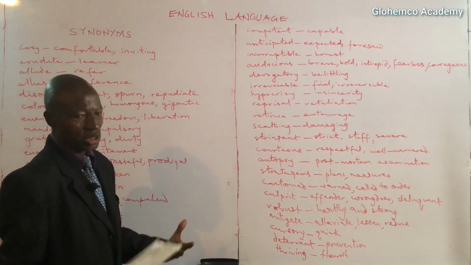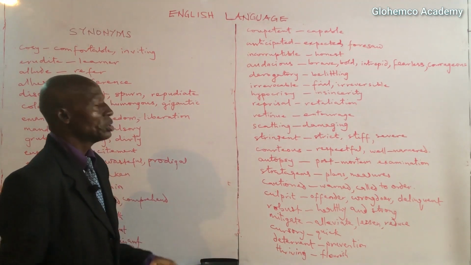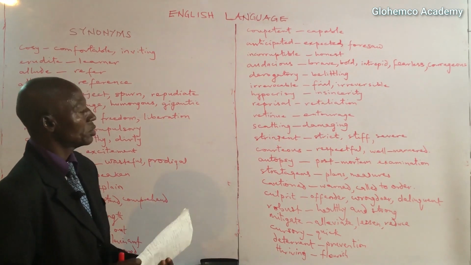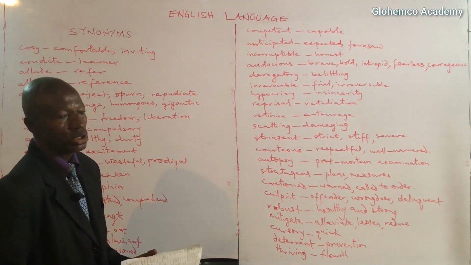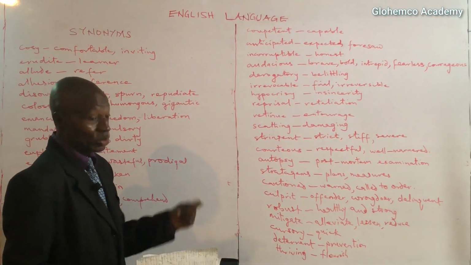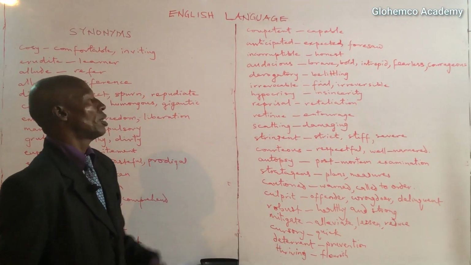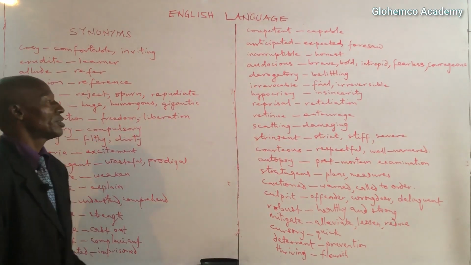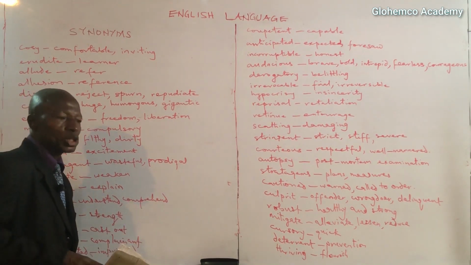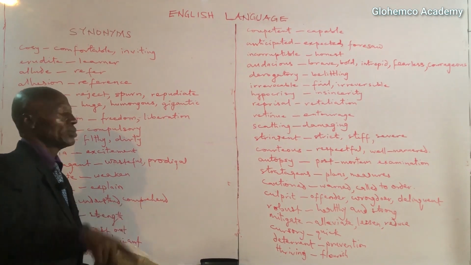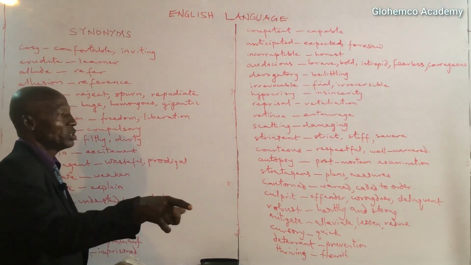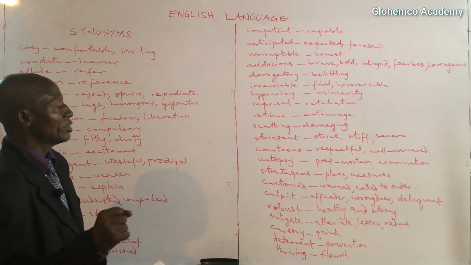Retinue means entourage. I have told you, that's entourage. I've come across people who pronounce that word wrongly. Alright. Then the next one is scathing. Scathing means damaging. Stringent. When people talk of stringent measures that have been taken to redress something, stringent means strict, stiff, and severe.